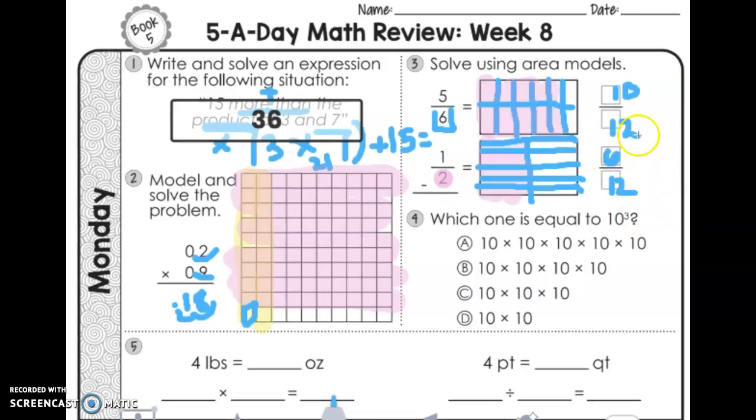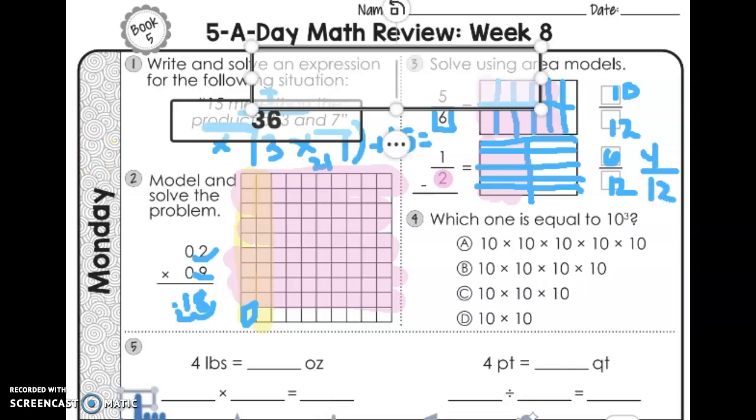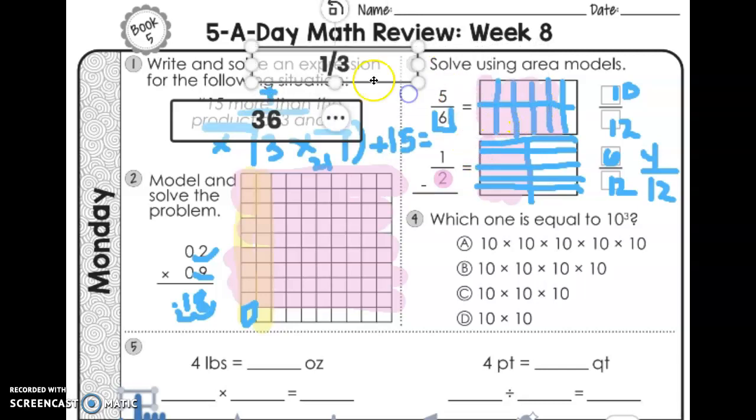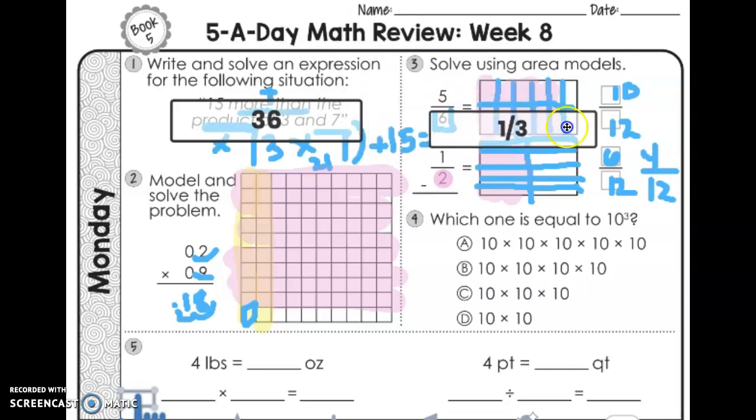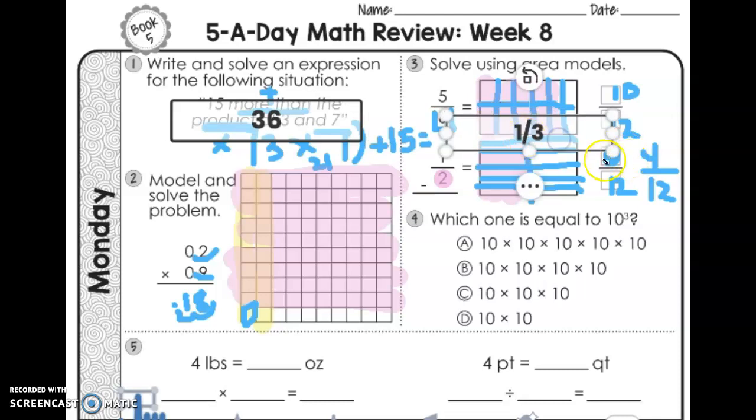And now, because I have the same denominator, 12 and 12, I'm ready to subtract. So I know 10 minus 6 gives me 4, so 4 twelfths, which I can also simplify. Remember, when we're working with fractions, we always simplify. My final answer is going to be 1/3. And if you're having a hard time with simplifying those fractions, send me a message on Zoom and I can send you a lesson to remind you how to simplify fractions.